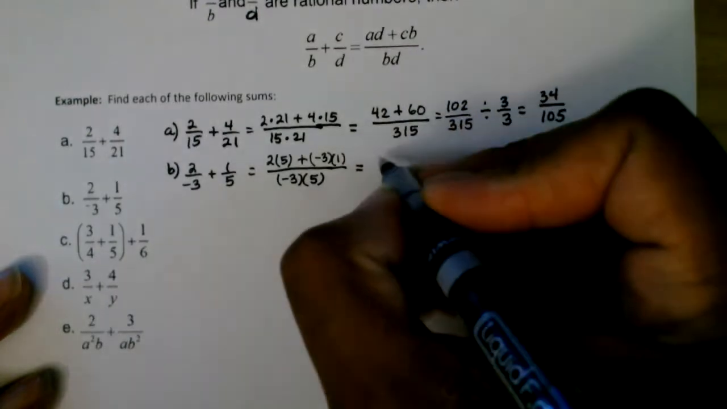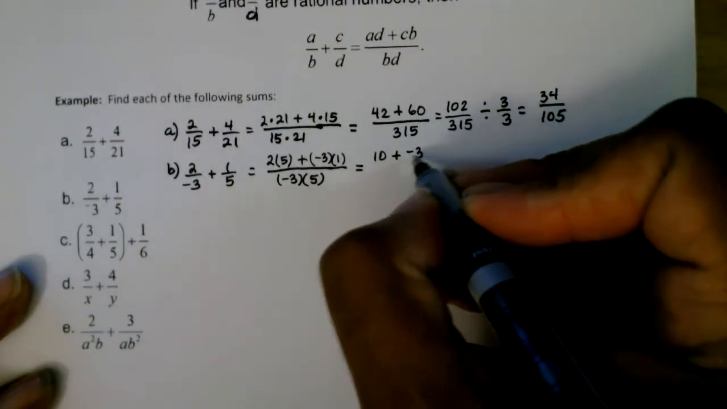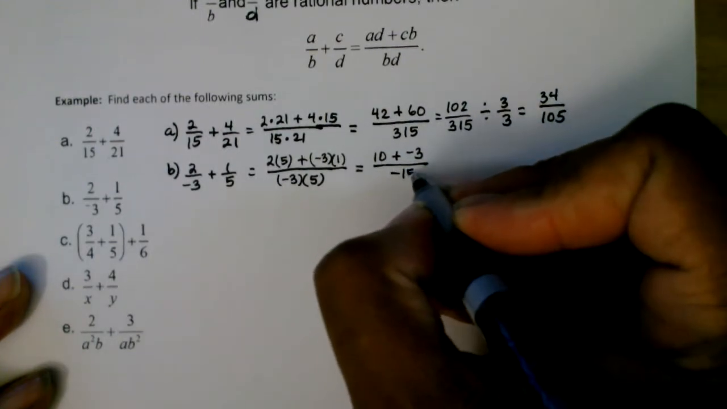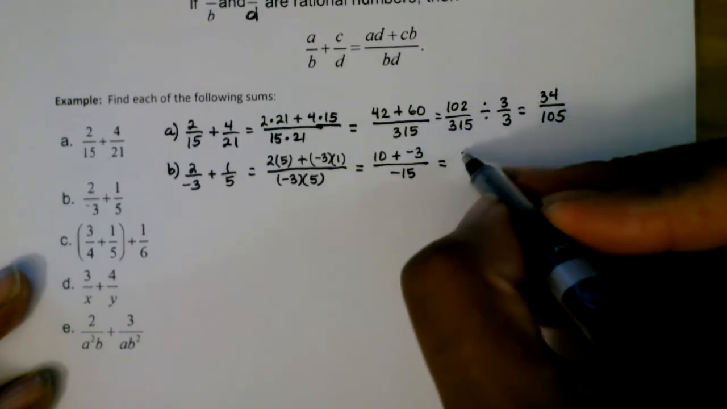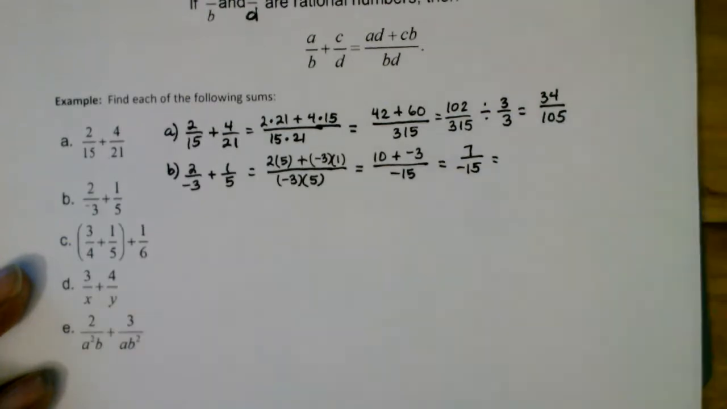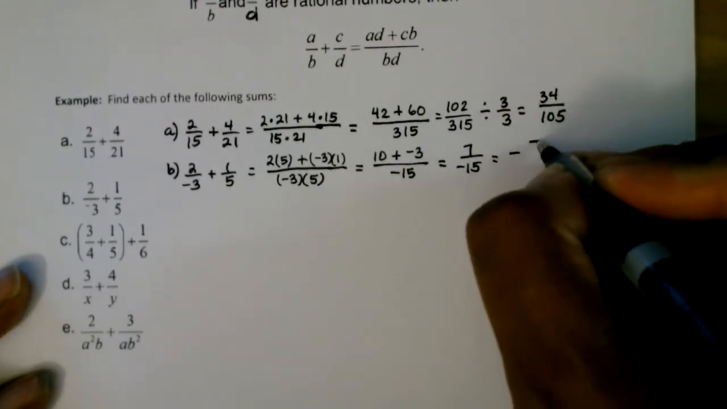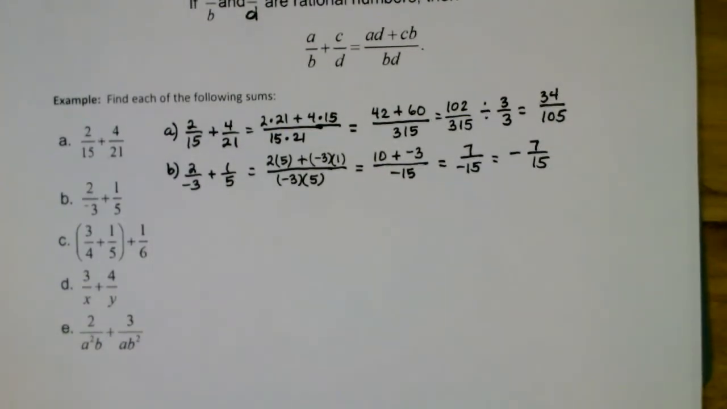And then we simplify here. 2 times 5 will be 10. Plus -3 times 1 will be -3. All over -3 times 5, that'll be -15. And then 10 plus -3 will be 7. That's going to be over -15. So we'll end up with 7 over -15, or we can write that as -7 over 15. The negative in front and then 7/15 behind it. So that's part B.